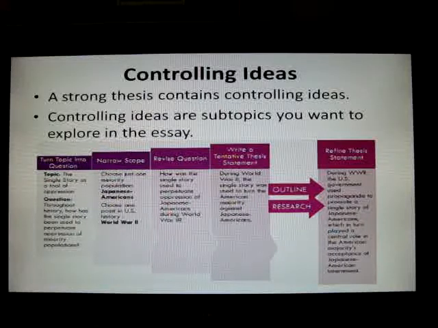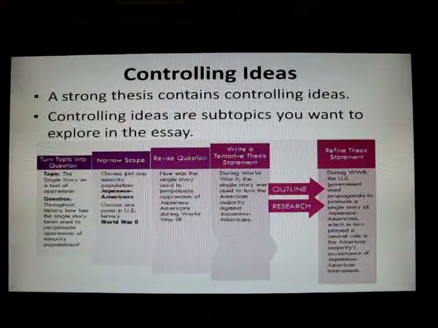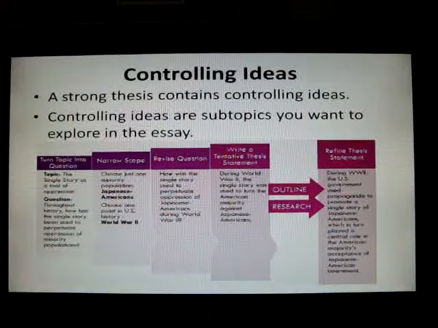For the size paper we're going to be doing, a 3 to 4 page paper, you're going to need about 3 good, strong, controlling ideas. So the first thing you do is you turn your topic into a question. Then you think about what specific elements you need to discuss. Then you look at how you're going to find the support that builds that.